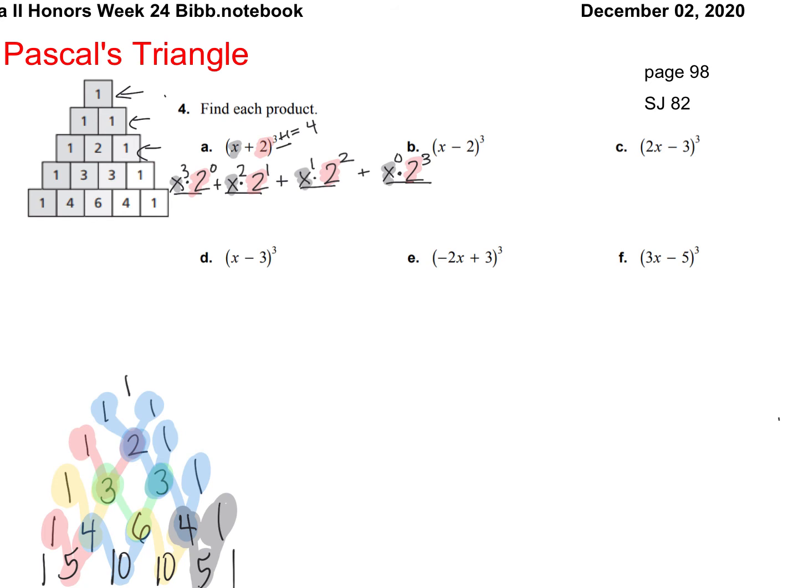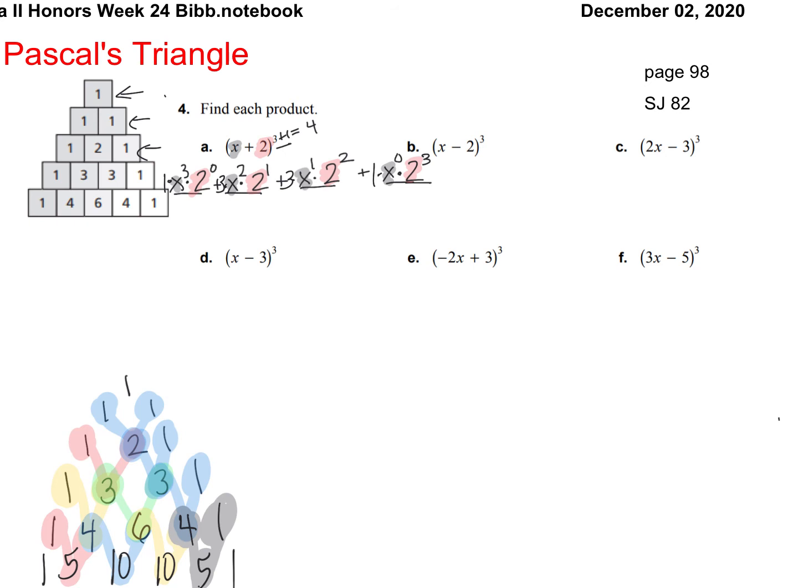So I'm going to insert, let me erase that arrow I just drew, I'm going to insert those numbers as coefficients here. So I'm going to multiply this one by 1. I'm going to multiply this one by 3. I'm going to multiply this one by 3. Multiply this one by 1. Now we're going to do the math.